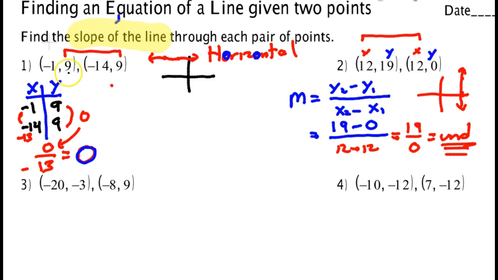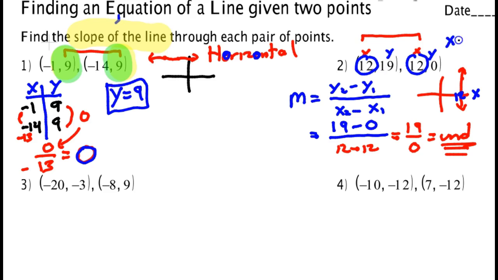So here's a few fast-track ways of doing these problems when you have the same number of the same variable. If both y's are the same, like 9 and 9 on this one, so if the y's are the same, the equation will just be y equals 9. Okay. You can, without doing any slope work or anything else, that's the fast way of getting the answer there. And same thing here, if the x's are the same, see how they're both 12, I know the equation of that line, since they cross the x-axis at 12, is going to be x equals 12. So you can kind of cheat a little bit.